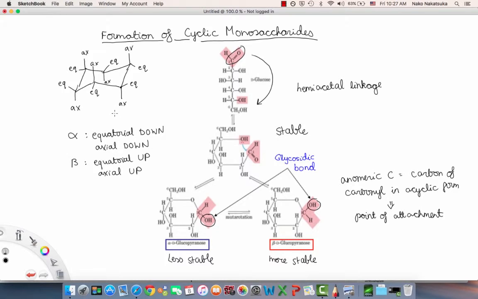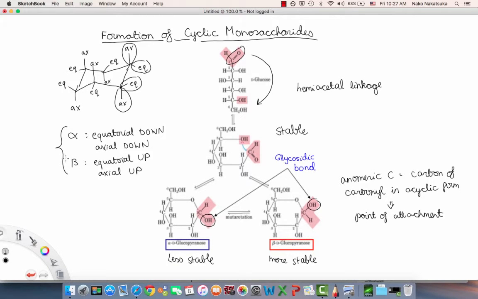So this is what I'm talking about when we talk about equatorial down versus axial down, equatorial up, axial up. For example, this is considered axial up. This is considered equatorial down. This is equatorial up, and this is axial down. And since we're looking at practically a six-membered ring, right? It's just like the chair conformation. And at every carbon, you can see whether this OH group is on the equatorial down or equatorial up, or axial down or axial up, which will determine whether it's going to be called alpha or beta.